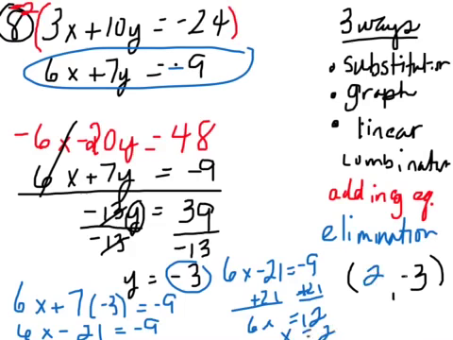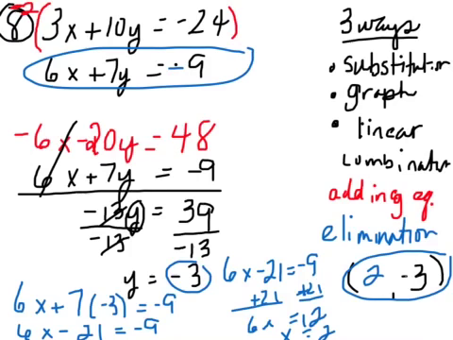So my solution to the system is (2, -3). That means if I graphed them, they would both have this point on their graphs. They would cross at the point (2, -3). If I plugged (2, -3) into both equations, both of them would be true statements. That's what it means for this to be a solution.